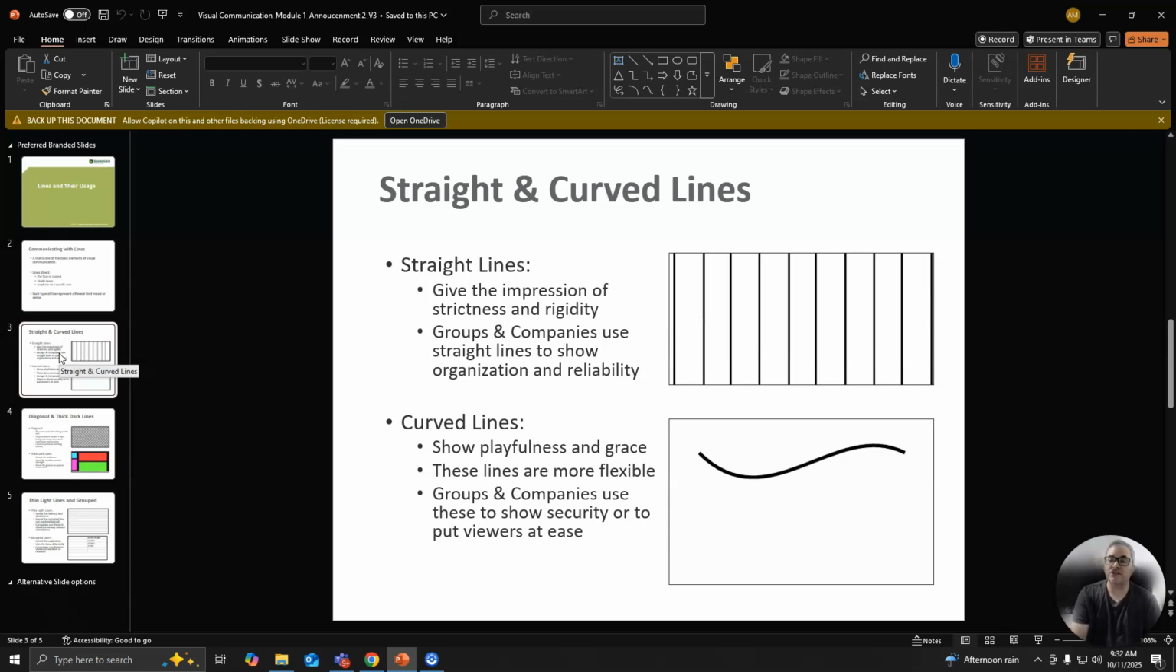They're not as tight cornered or really just play within a set of rules. And it brings viewers at ease knowing that sometimes just that flexibility really helps out in a lot of aspects.